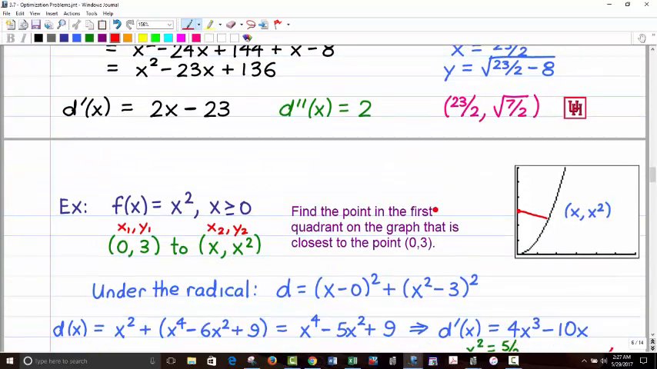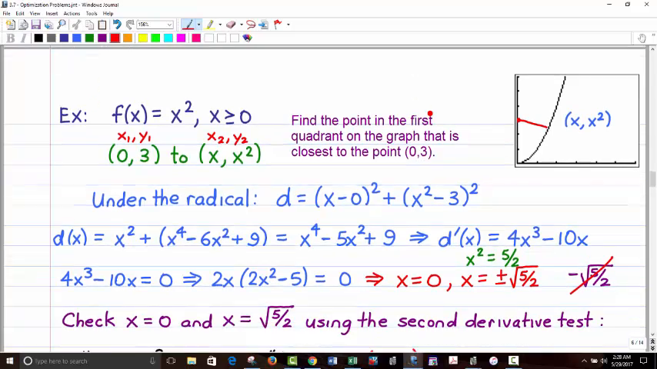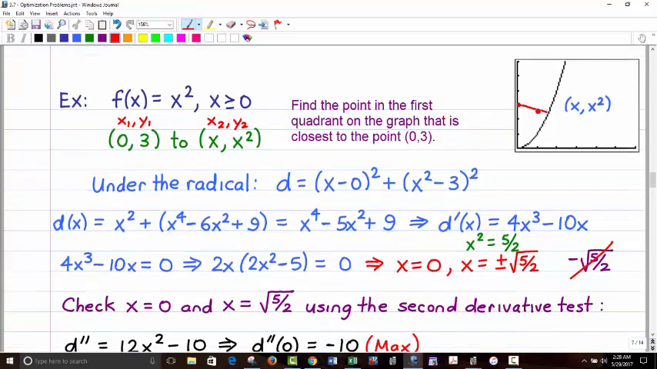Here's another one. We're taking the right half of your standard y equals x squared parabola, and we're trying to find the closest point to 0, 3. All right, we can do that. So that graph, y equals x squared, can be written as a coordinate x comma x squared. So it'd be 0, 3 to x comma x squared.